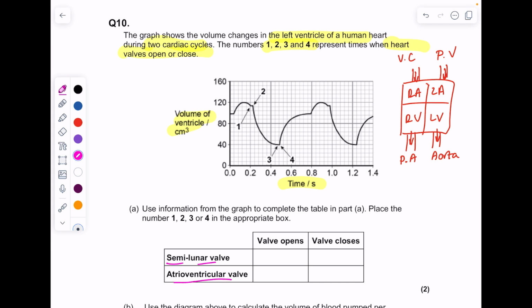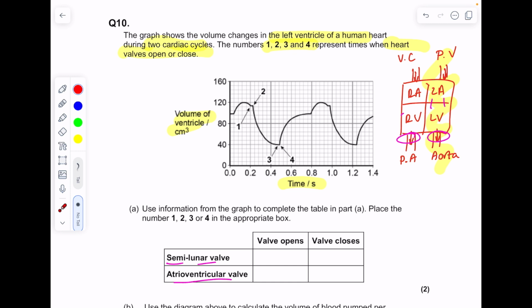So the semilunar valves sit in the base of the arteries, obviously because we're told it's the left side of the heart, we're only interested in this side. And then the atrioventricular valves here prevent backflow of blood into the left atrium. So it's always worth keeping this in mind so we can actually understand what's going on here. So at the start of the cardiac cycle here, we can see the volume of the ventricle increasing. So that means that that ventricle here is filling.